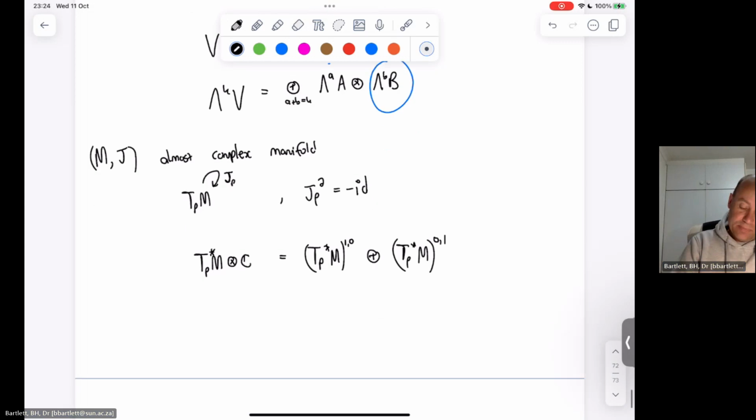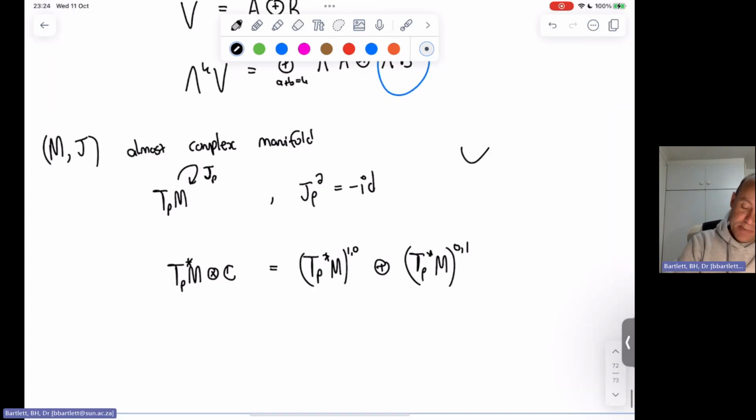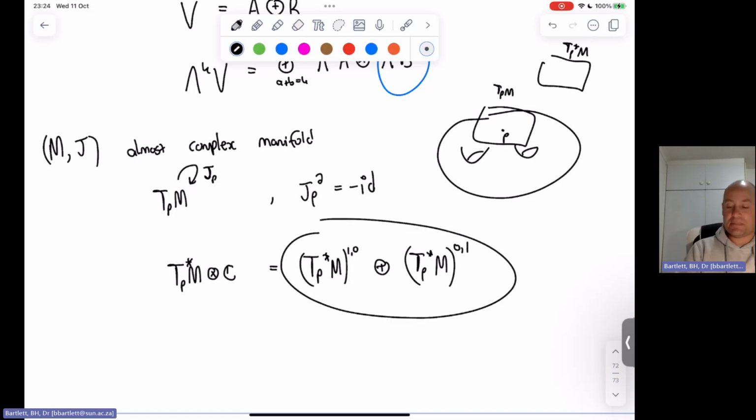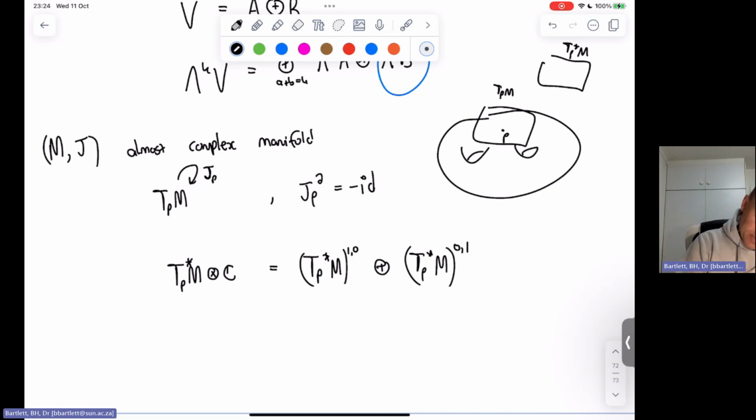And so that happens on each tangent space. Right? So once again, here's a point P in the manifold. Then I've got the tangent space at P. I've also got the dual of the tangent space at P, which is this guy. I complexify it, and I split that complexification as a direct sum of two subspaces. And then I can talk about the kth exterior power of that guy, and the kth exterior power is then going to split up as a direct sum like this.